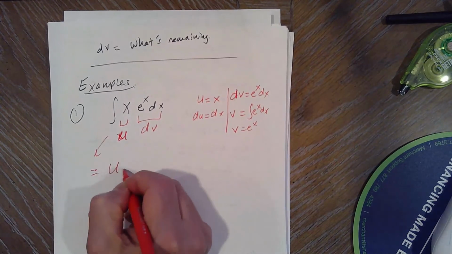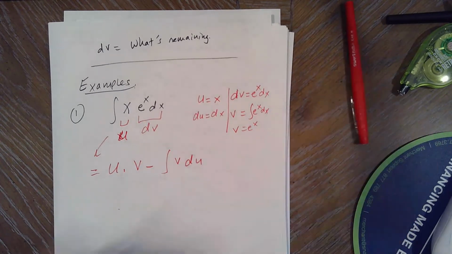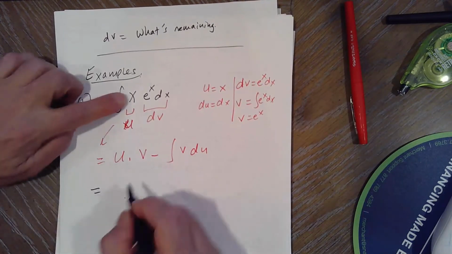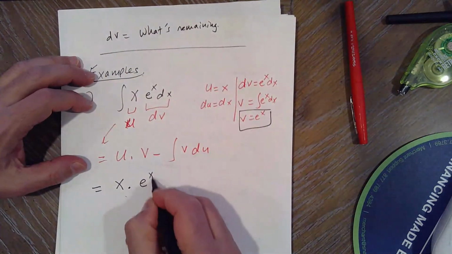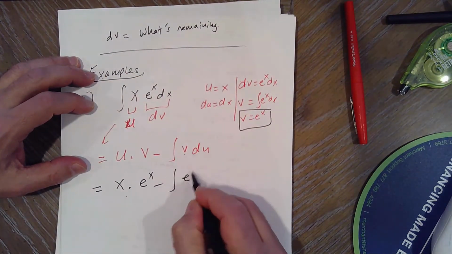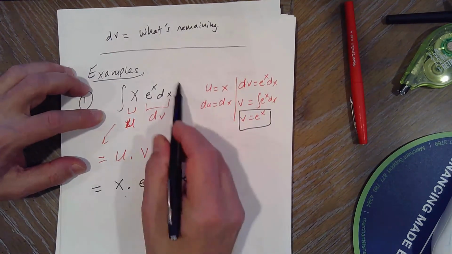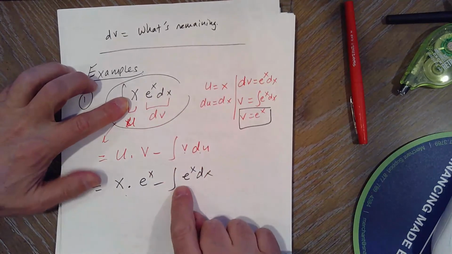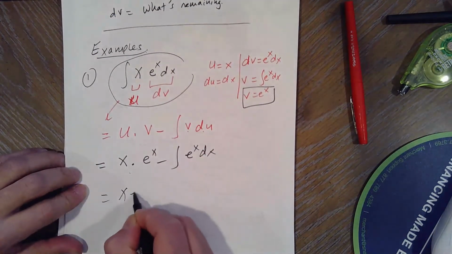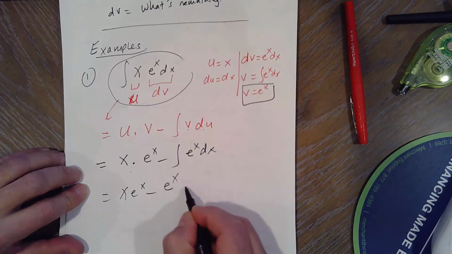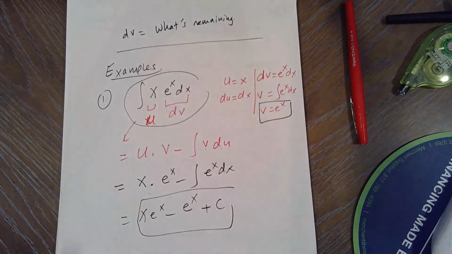Remember the rule, u times v minus integral of v du. So u is x, v is e to the x, minus the integral of v again, e to the x, and du is dx. You can see we started with an integral of x e to the x. Now we have an integral of e to the x. We know we did great. So x e to the x minus integral of e to the x, plus c.